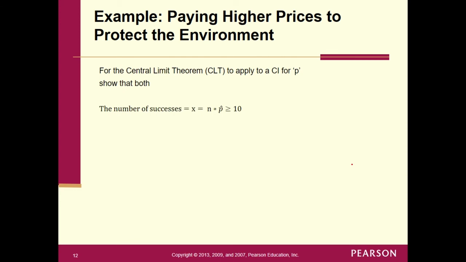So all we've got to do is show both of these, and then the central limit theorem applies. And if the central limit theorem applies, that means the probability distribution will be approximately normal. We can use our z here, and we can use our formula that I've been showing you.